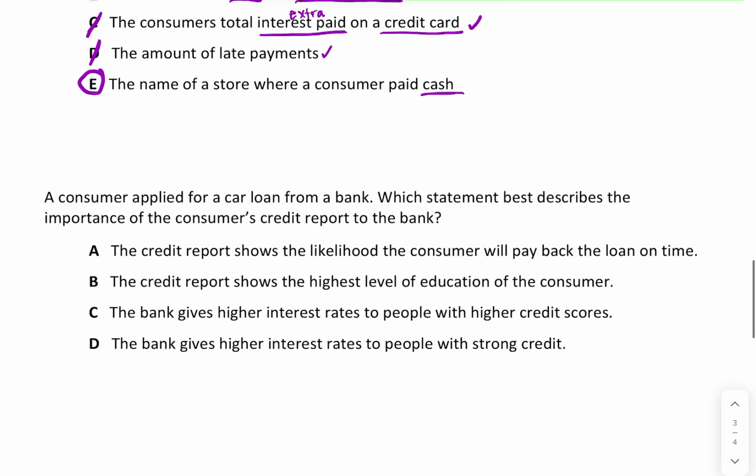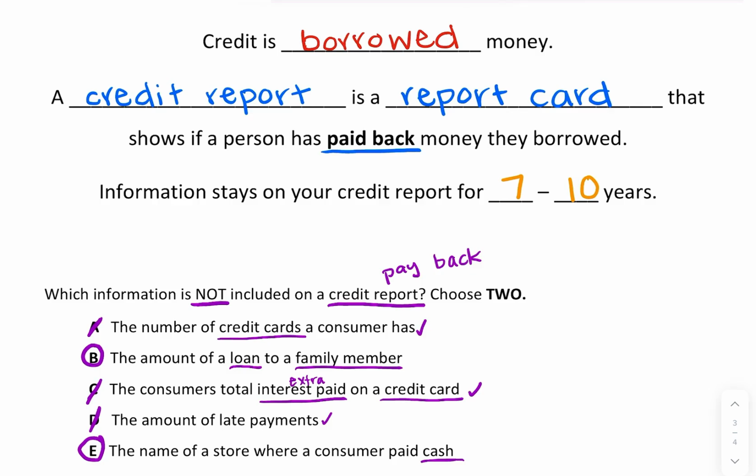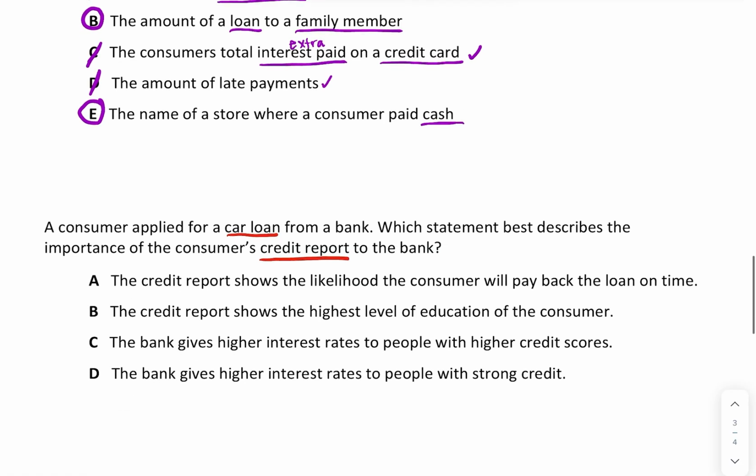Last question down here, okay? So a consumer, which again is just a customer, applied for a car loan from a bank. So he wants to borrow money from the bank. Which statement best describes the importance of a credit report? Okay, so let's go back up here. Remember, a credit report tells them whether you are going to pay them back. So they want to know, are you going to pay them back?